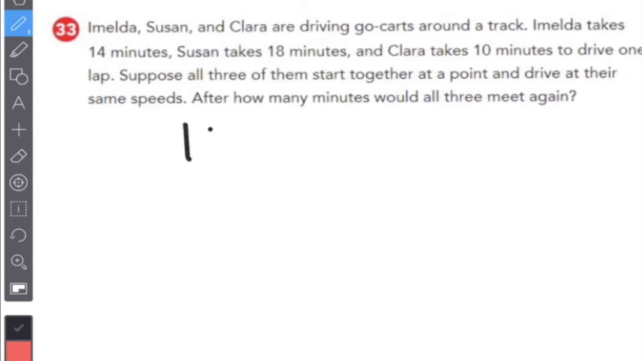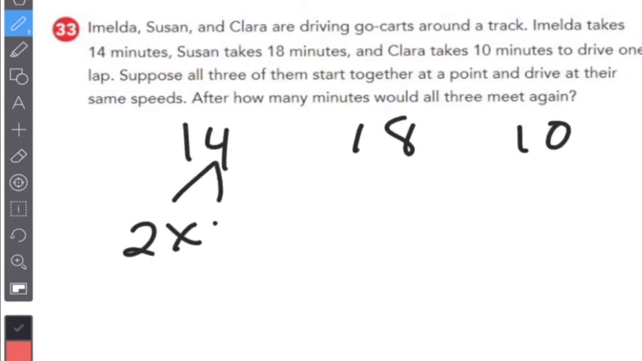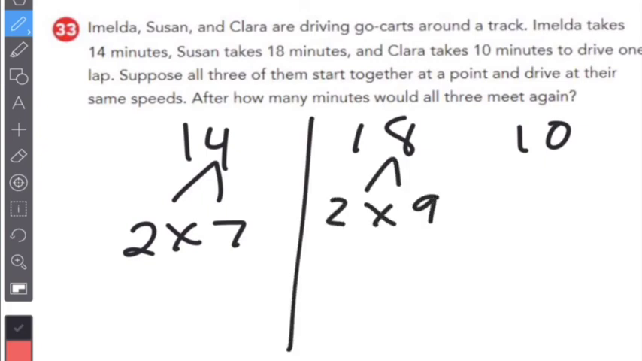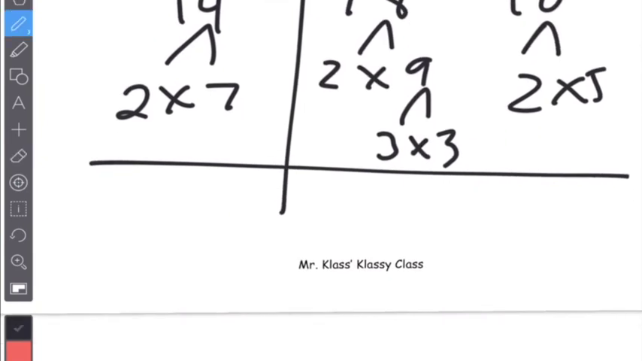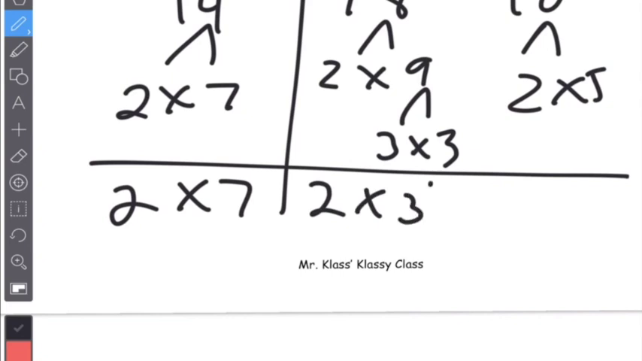So we write 14, 18, and 10. This is 2 times 7. This is 2 times 9, which is 3 times 3. And 10, it's easy, is 2 times 5. So let me just move this up a little bit. So we take, it's 2 times 7. This is 2 times 3 squared. And 10 is going to be 2 times 5.